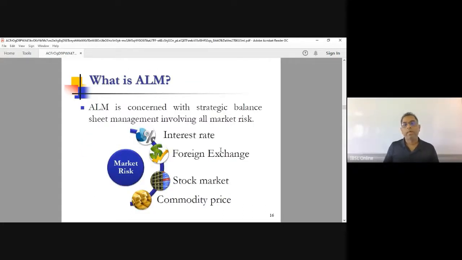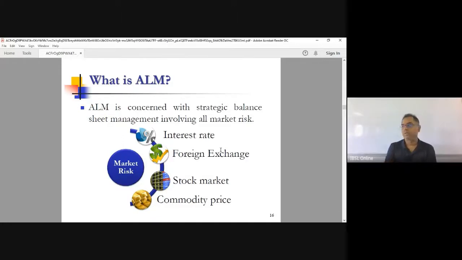Okay, so ALM is concerned with strategic balance sheet management. We've already touched on that, and like we've just said, what is market risk? Like I said earlier, we are not talking about credit risk here. We're mainly talking about risks that come from the market. There are different types of risks the bank has to look at: operational risk, credit risk, financial crime risk, various kinds of risk that they have. And market risk is one of them.